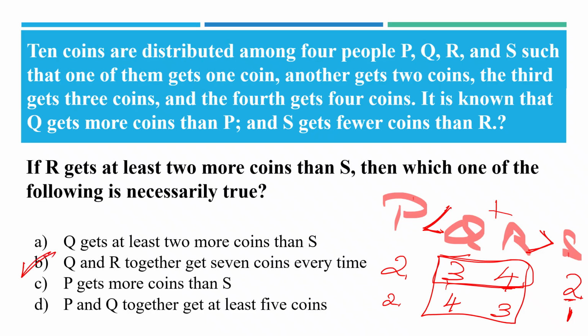And P gets more coins than S. Sometimes true, but there is a possibility that both get equal. Not always true. Great.